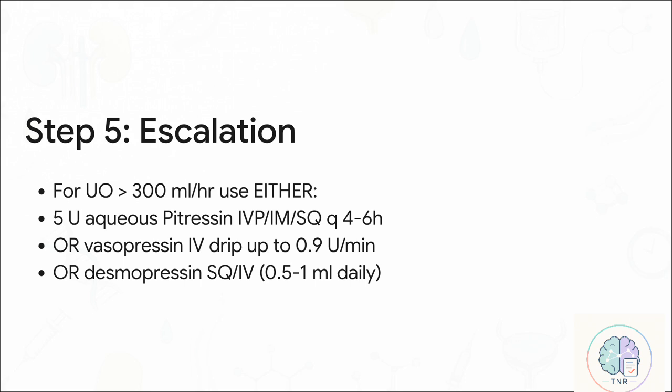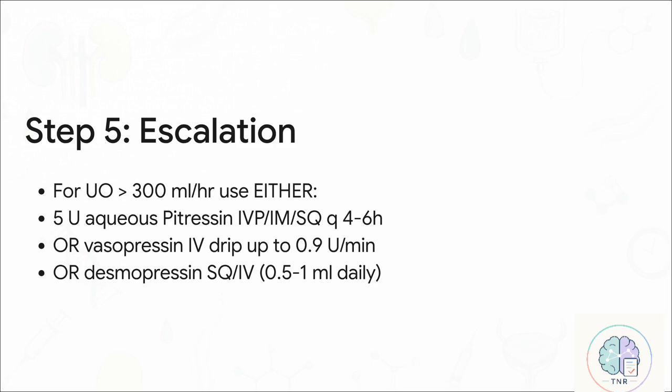Option 1, 5 units of arginine vasopressin, that's aqueous pitressin, via IV push, IM, or sub-Q every 4 to 6 hours. Option 2, you can start a vasopressin IV drip, kicking off at 0.2 units per minute and titrating up to a max of 0.9 units per minute. Or option 3, a desmopressin injection, sub-Q or IV, titrated to their urine output. The standard adult dose there is 0.5 to 1 milliliter, which is 2 to 4 micrograms, given daily in 2 divided doses.